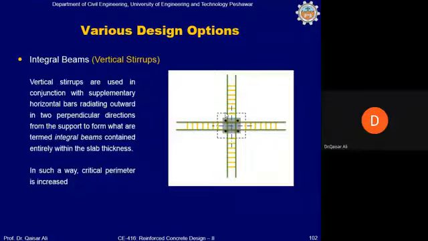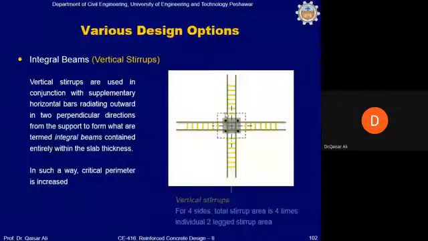are used in conjunction with supplementary horizontal bars radiating outward in two perpendicular directions, both to form what are termed integral beams contained entirely within the slab thickness. In such a way, critical perimeter is increased in this manner. Vertical stirrups. Okay, you know that in the case of beam shear, we provide a two-legged vertical stirrup, and we multiply the area of bars with 2 in order to calculate the area of 2 legs.